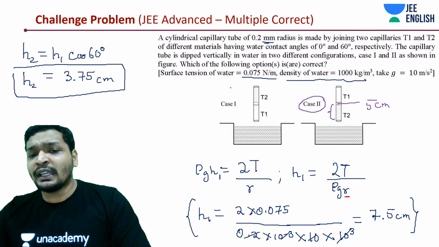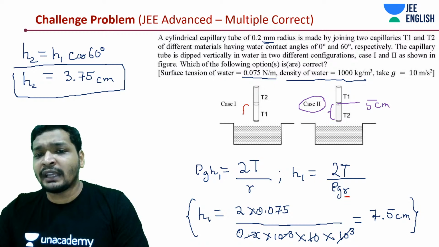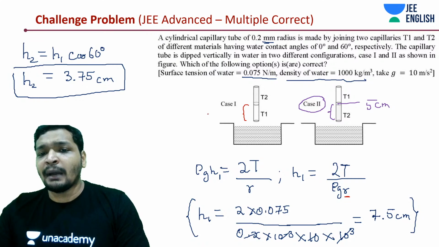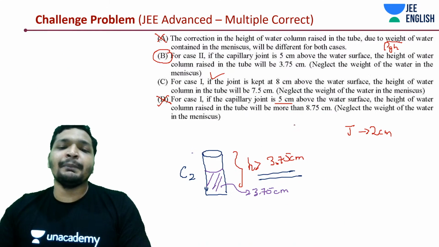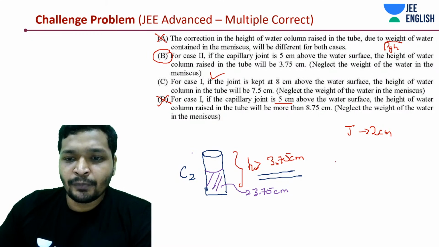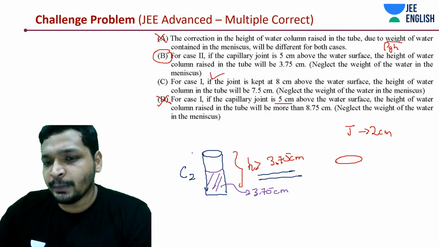About C, it's saying for case 1, if the joint is kept at 8 centimeters and above. So in case 1, what did you have? Capillary 1, it can raise up until how much? It can raise the water up until 7.5 centimeters. I believe this is clear, guys. Okay, this is a simple question.